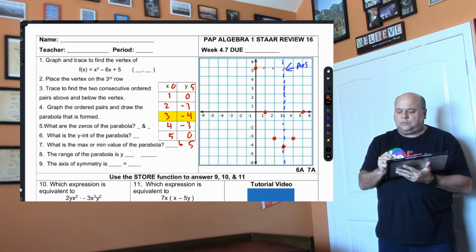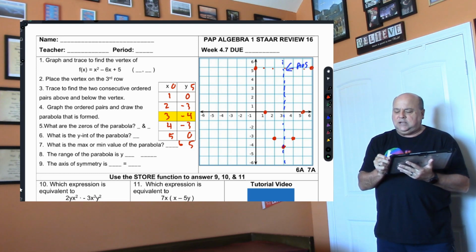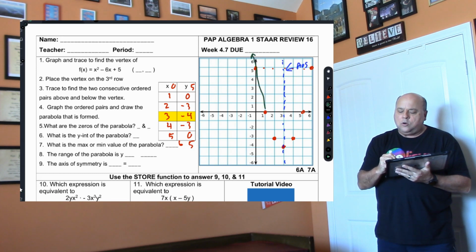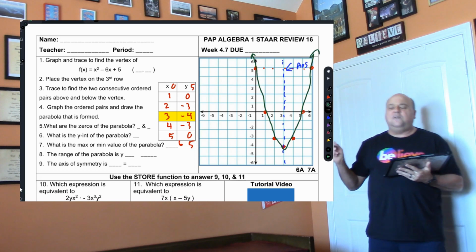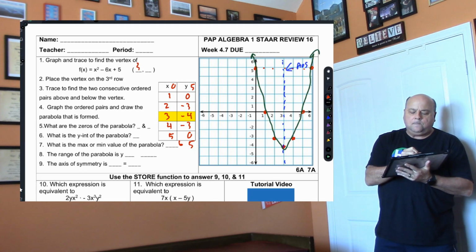Notice it's 1, 2, 3. 1, 2, 3. It's going to be right here. If we connect those dots, we'll get our parabola. Fun, okay?